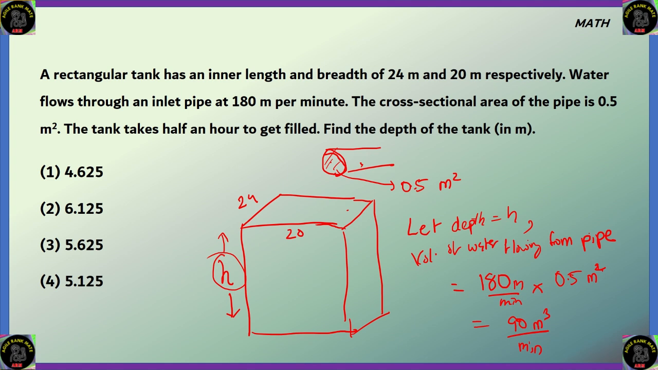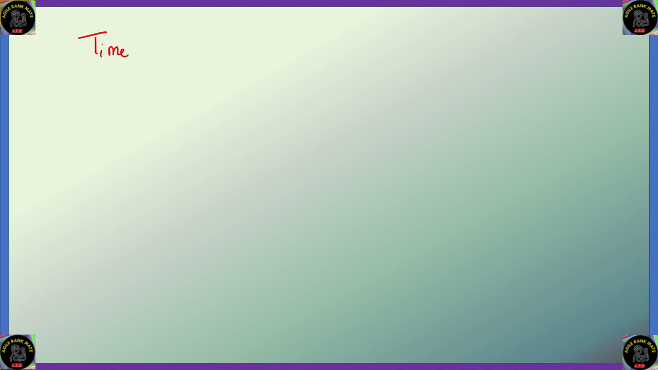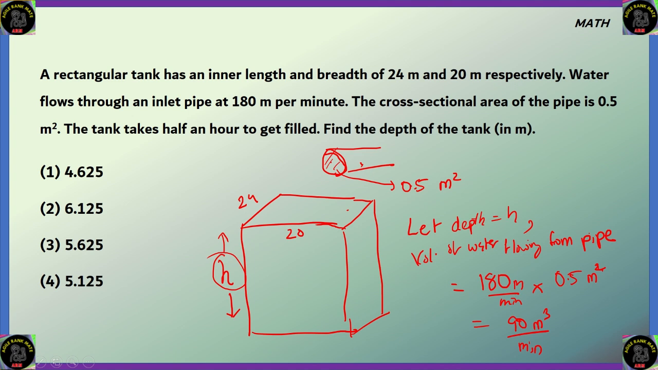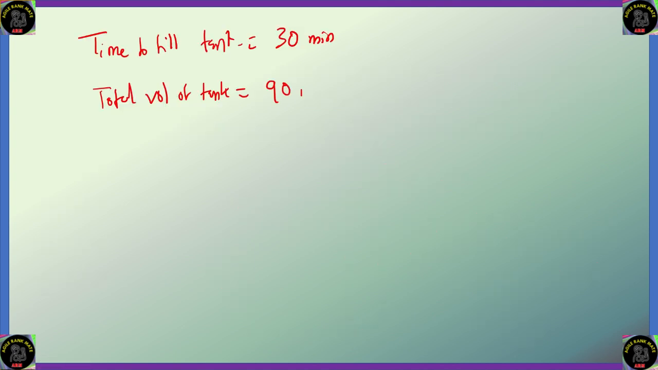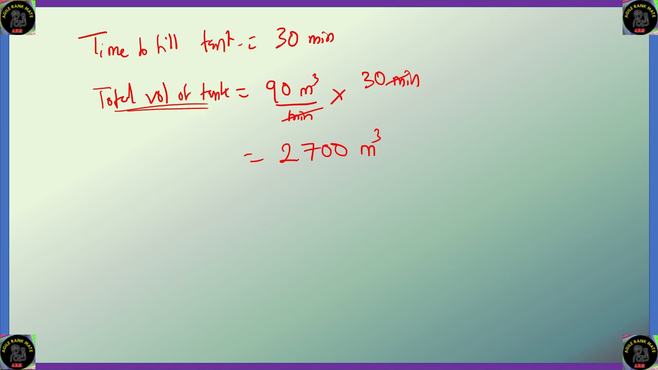So we know that the time to fill the tank is half an hour, which is equal to 30 minutes. So the total volume of the tank that gets filled is the total water which flows into the tank, that is 90 meter cube per minute, into the time it takes to fill the tank, which is 30 minutes. You can see that minute and minute will cancel each other, and 90 into 30, we get 2,700 meter cube as the total volume of the tank.